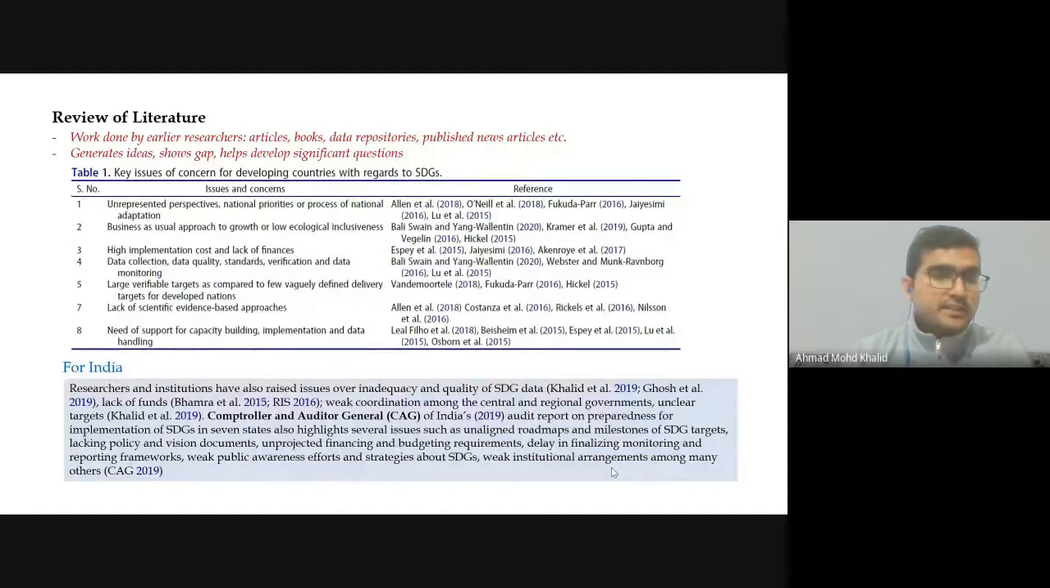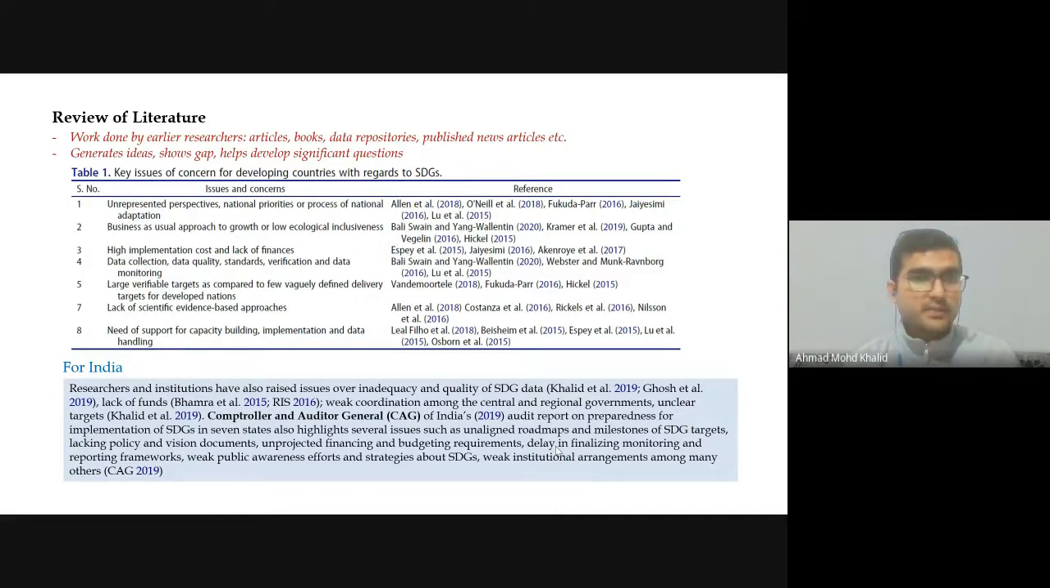the second component is the review of literature. So there is a title, then you introduce your article, then you do literature review. So what all is in the literature review? In literature review, there may be work done by earlier researchers. What all has been already done, that is all part of literature review.